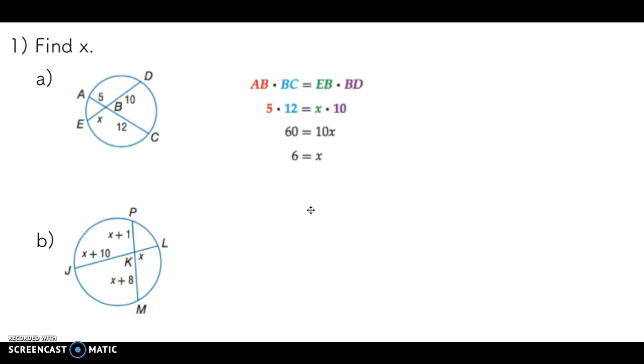I want you to pause the video now and try to do part B on your own. Again, you're just going to use algebra, so if you're multiplying two binomials, you will have to FOIL them out. Alright, let's check and see how you did.